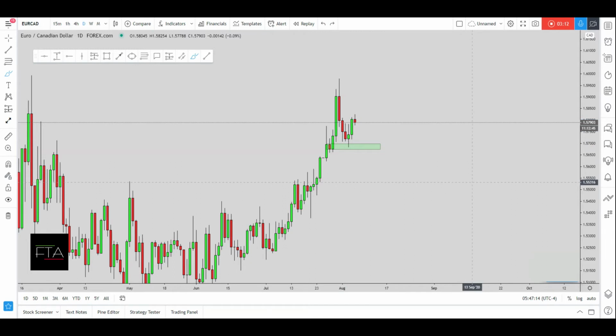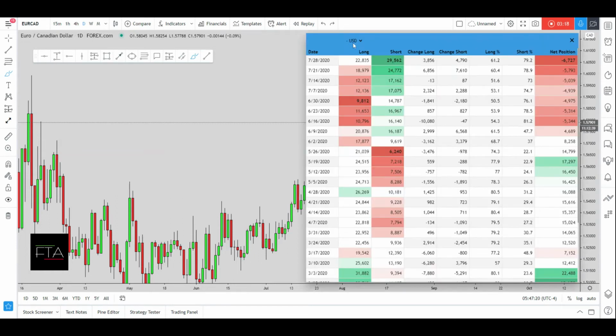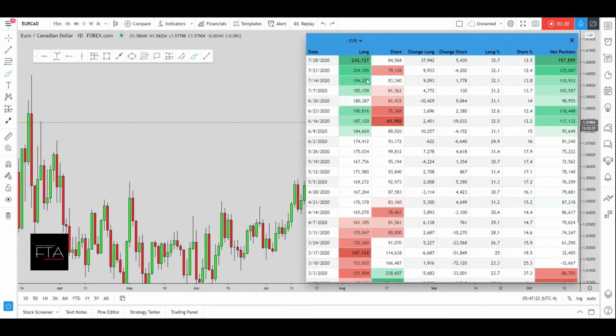And why do I suggest that you go risk-free on the position? Let me explain. Before I show you why I suggest that you go risk-free, let's give a quick check at what we have from a Euro and a CAD perspective. Starting from the Euro, what do we have? We had institutions that went from having 147K longs on the Euro all the way up to having 242K longs. So basically, we had a lot of longing from an institutional perspective.